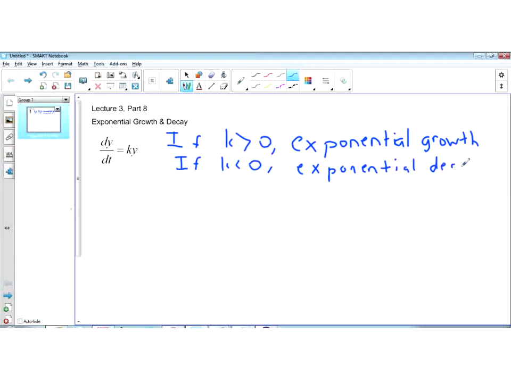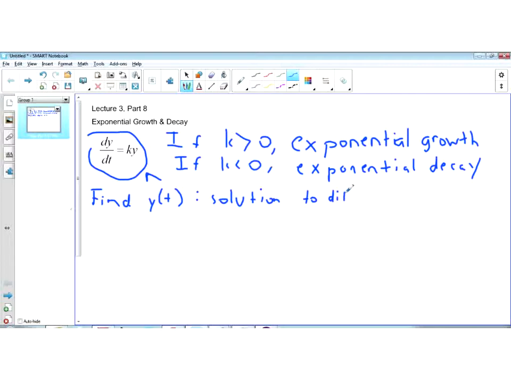Now, let's look at this equation. It's called a differential equation because the left-hand side is a derivative. The solution to this equation is we want to find a function y of t so that when you plug it into this equation, it will be a solution to the differential equation.